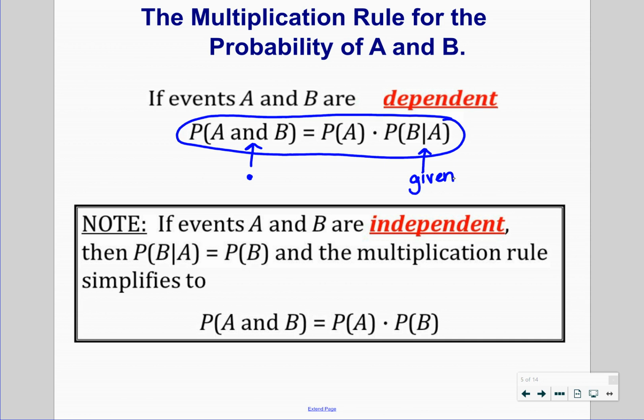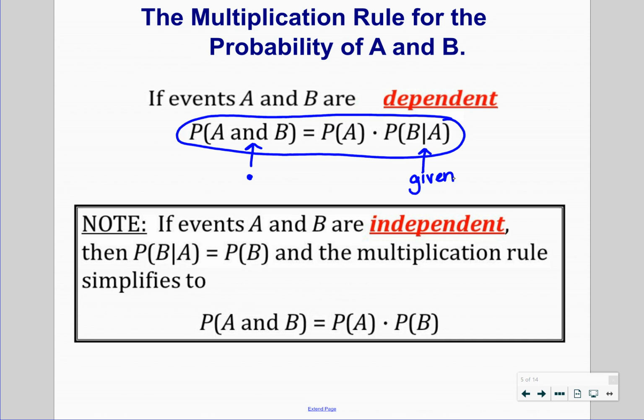That's what it looks like if it's dependent. If it's independent, you're going to see it looks exactly the same, but we don't have that little "given A" at the end. Honestly, I don't really remember this one. I just remember this one, and then I know, hey, if I've got dependent events, that second probability is going to be a little bit different, like the marble example that we saw.